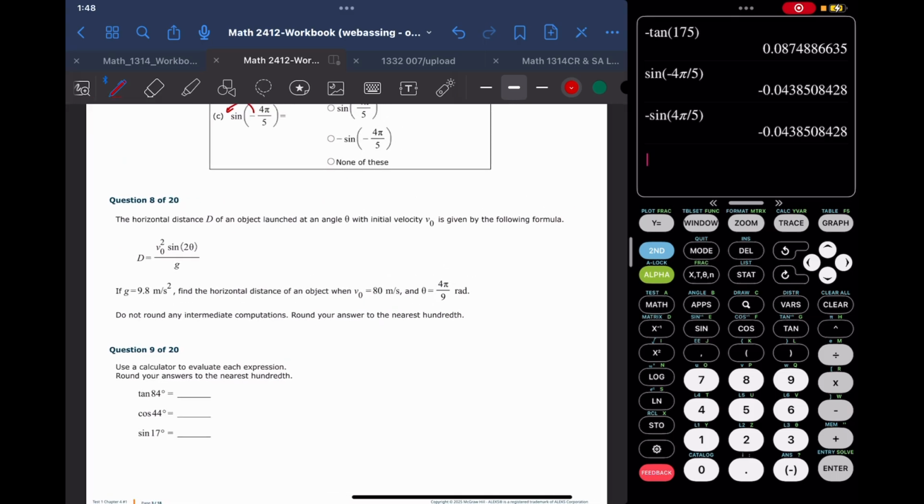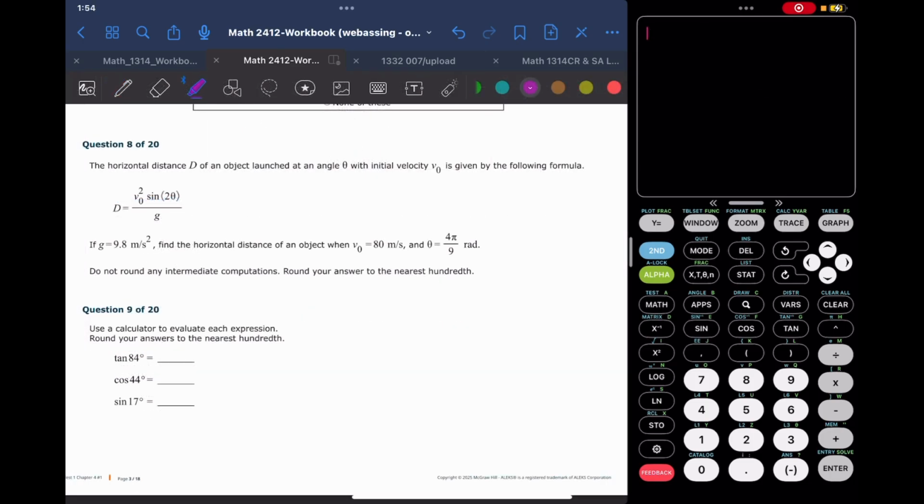Now for number 8, you're just using the formula given to you. Plug the numbers in. So velocity is 80, and you're going to square that. Your theta is 4 pi over 9, and then your g is going to be 9.8. So putting that all together, I get 80 squared times sine of 2 times 4 pi over 9, that's multiplied, and then all of that is divided by 9.8.